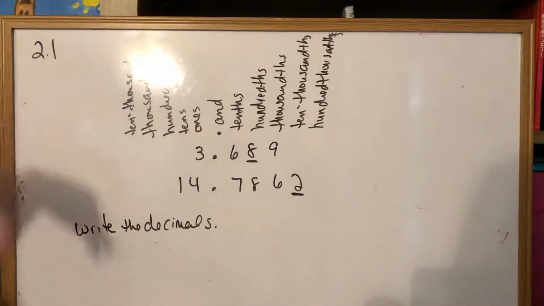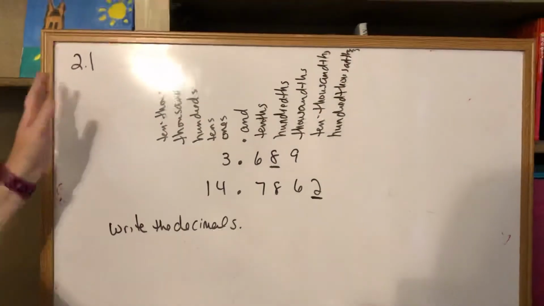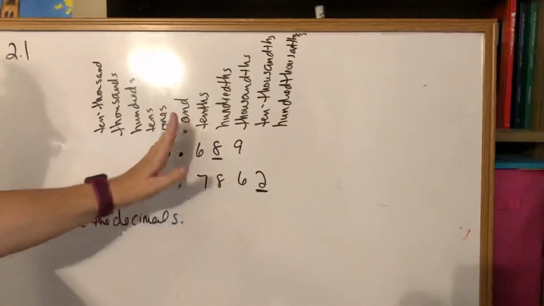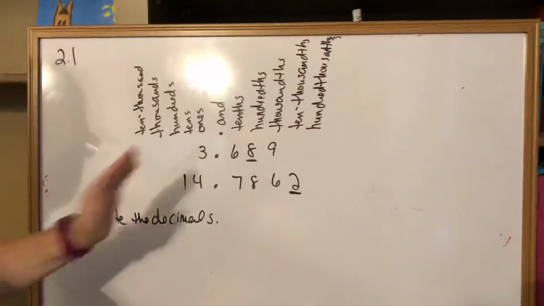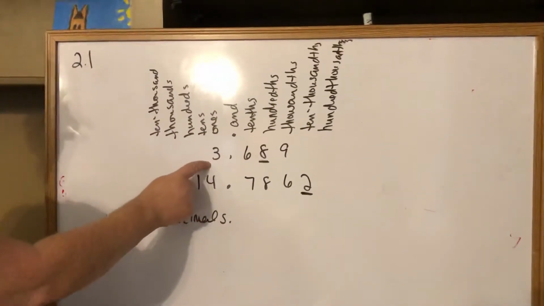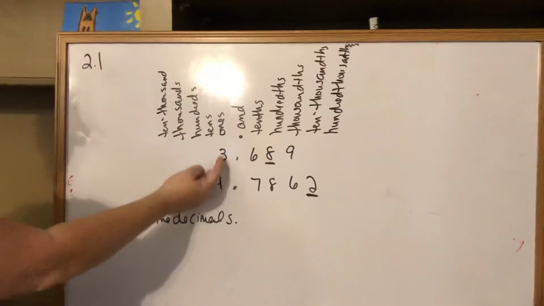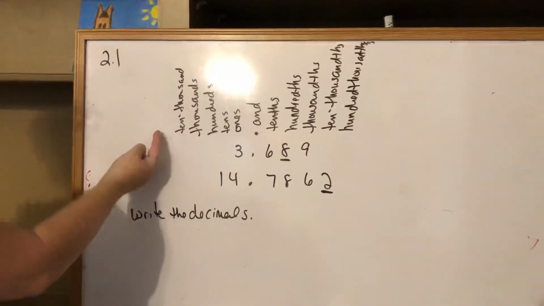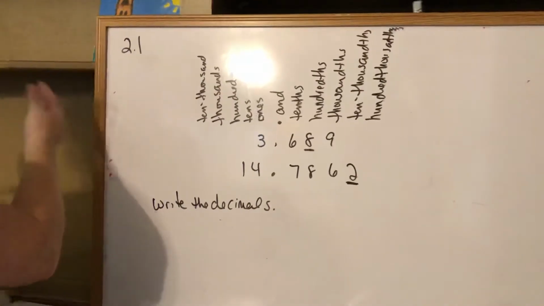Welcome to 2.1. We're talking about decimals and place values. If you'll notice here, I have place values written out. We're used to the whole numbers on the left side. So this right here would just be three whole numbers. And we start with 3 ones, then we have tens, hundreds, thousands, 10,000s, 100,000s, millions, etc., etc.